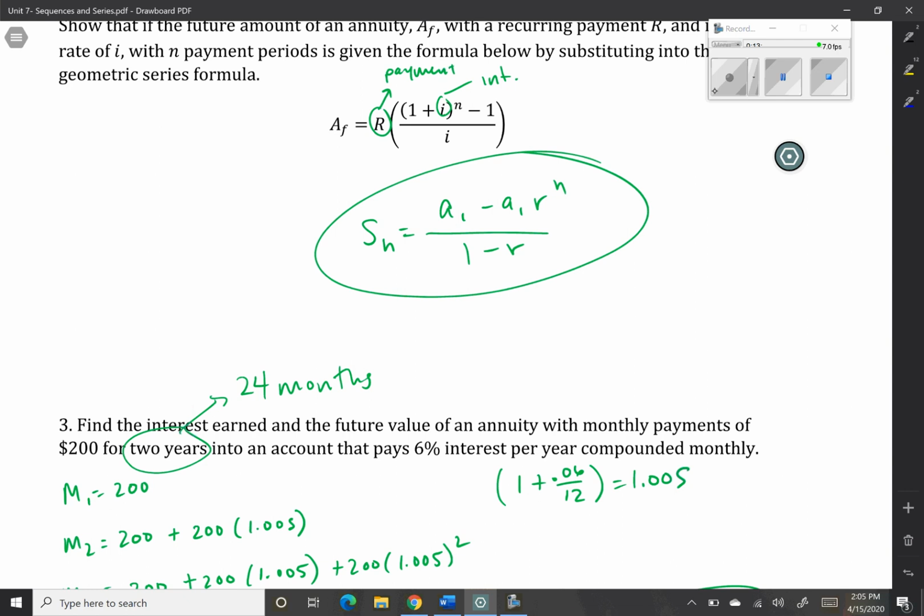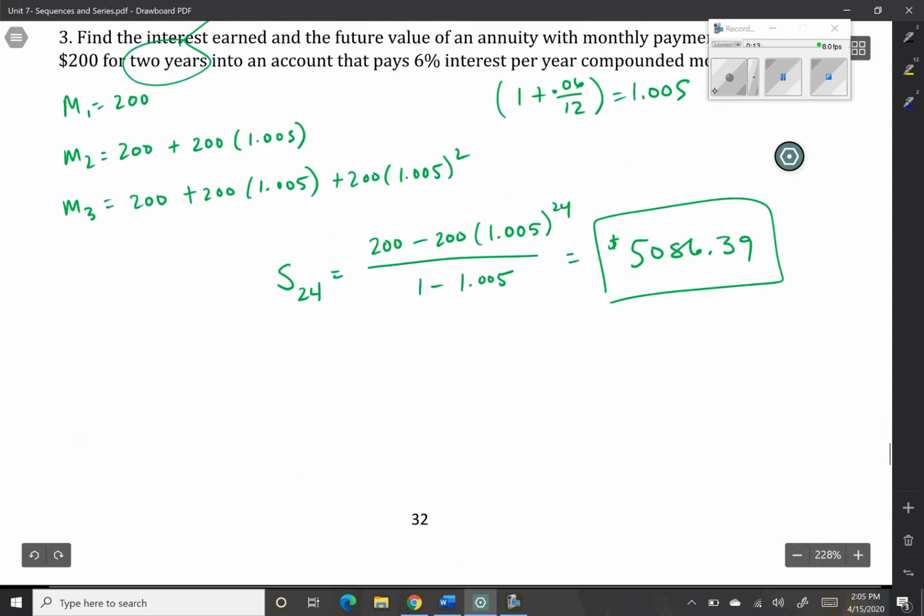Could you have done this same problem and got the same answer using this crazy version of the formula up here, this A of F formula? Absolutely. But I don't want to teach you a new formula. We'll eventually use it later on in the lesson. But for right now, let's just keep practicing this sum formula. Okay, actually, we might use it in the next lesson. I'm not sure yet. We'll see. So let's go on to the next problem.